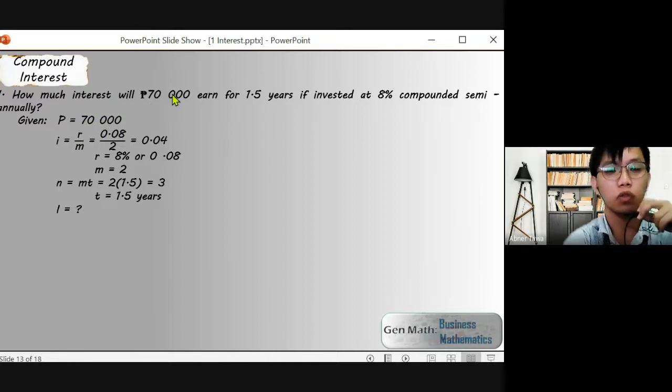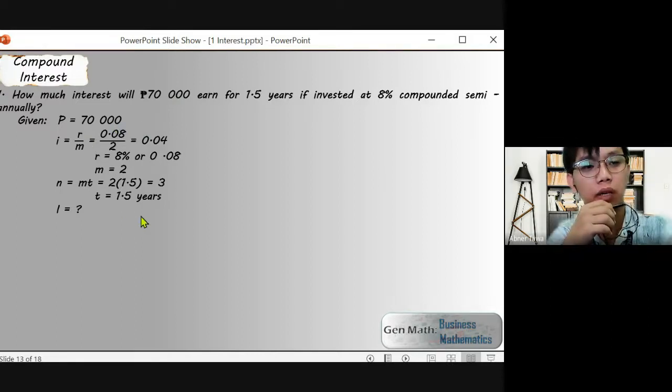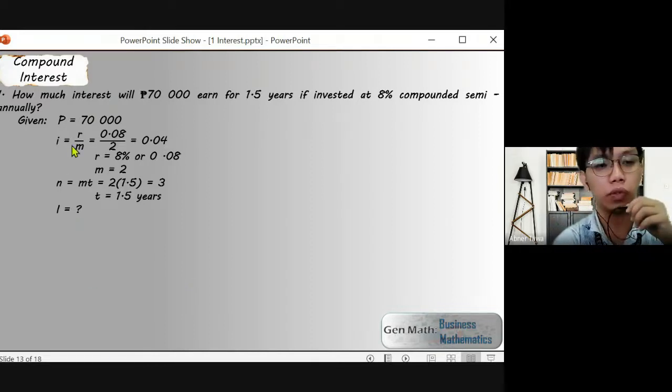And then, for compound interest, para ma-implement natin yung formula, kailangan natin i-determine yung value ng I and N. And to solve for the value of I, always remember that the I is the quotient of rate of interest and the conversion period. And based on this given problem, the rate of interest is 8%. And of course, we need to convert that into its decimal form. So R is 8%, or in decimal form, that is 0.08. Just divide 8% by 100%, or just move two decimal places towards the left. And then our rate of interest will be 0.08.